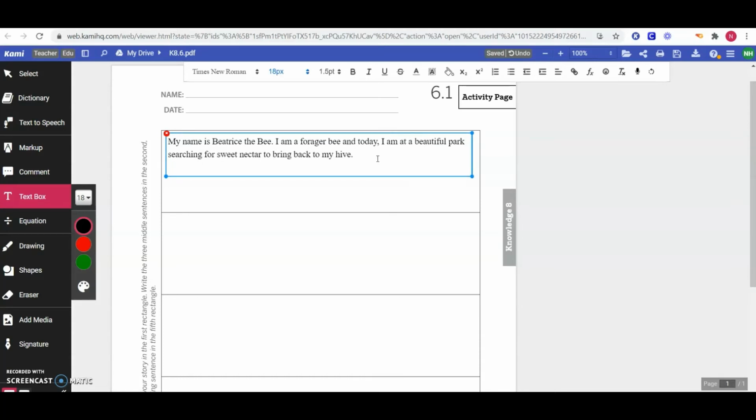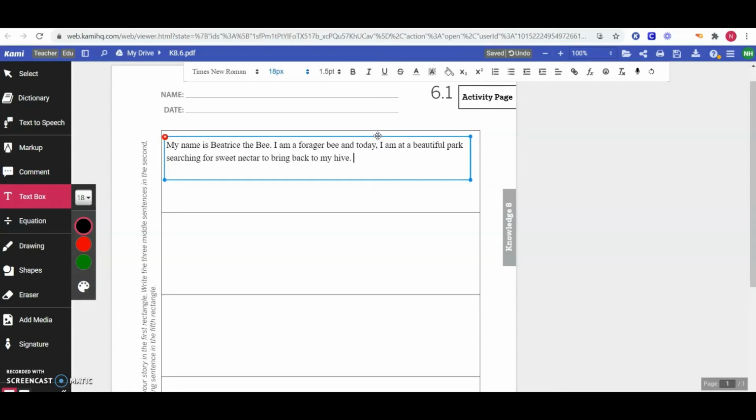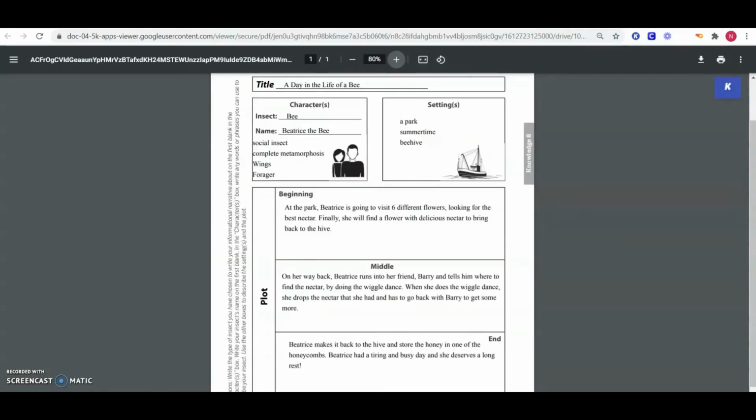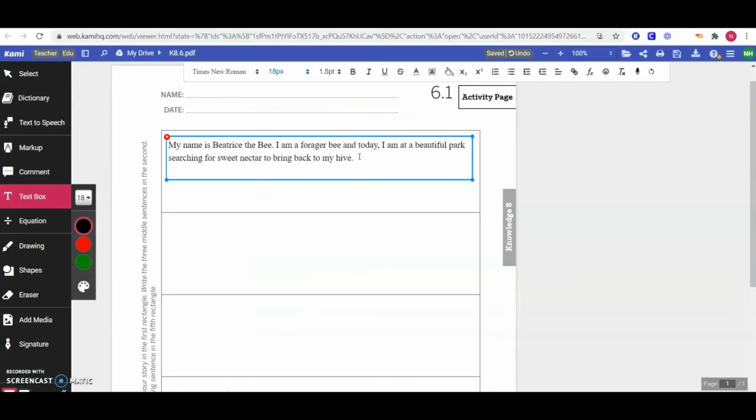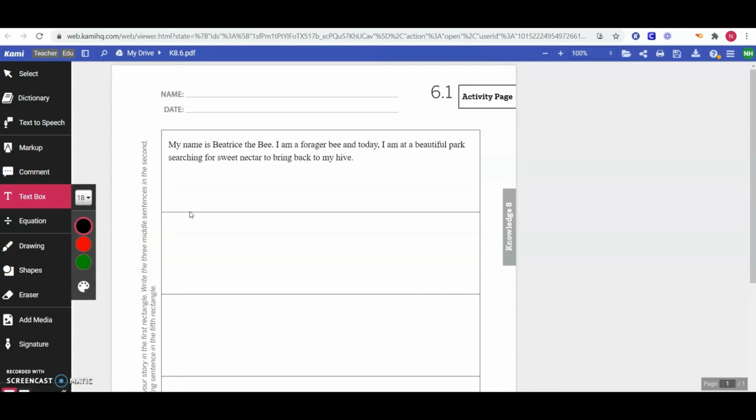All right, I have introduced my character, and I've introduced my setting at the park. I did 2 sentences. That's okay if you have to break it up into more than one sentence, but you can just do one too if you can fit all that information in just the one sentence. Our next square is going to be about the beginning of the story, not the sentence.